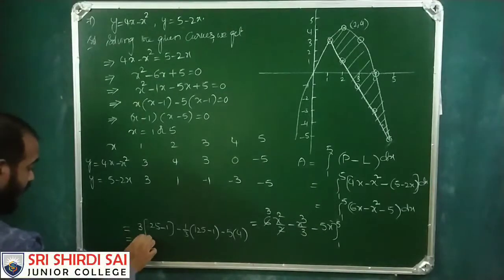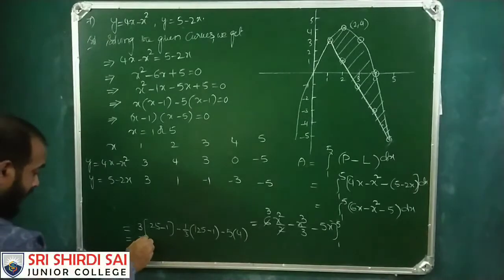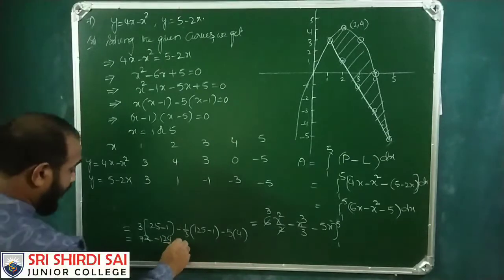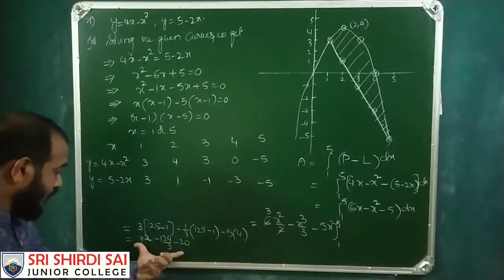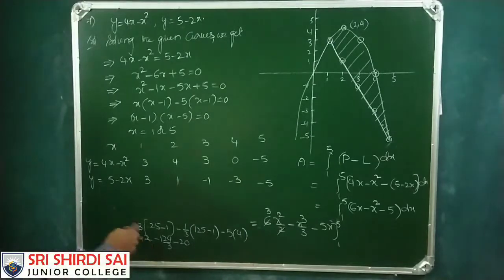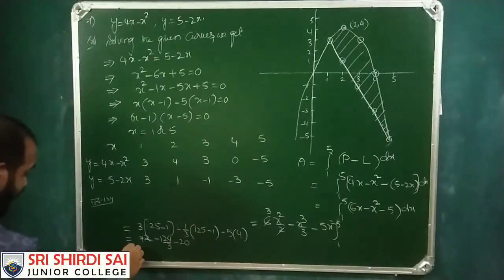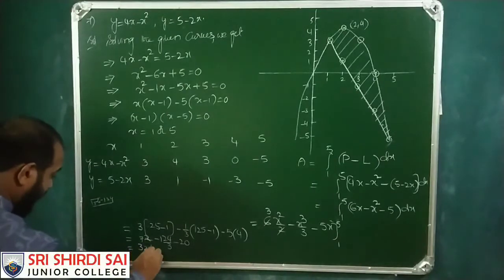5 minus 1 is 4. This is 25 minus 1, 24. 24 times 3 is 72. 72 minus 124 by 3, minus 5 fours are 20. So this is equal to 72 minus 20 is 52. So 52 times 3 is 156, minus 124 by 3. So that is equal to 6 minus 4 is 2. 15 minus 12 is 3, so 32 by 3 square units.